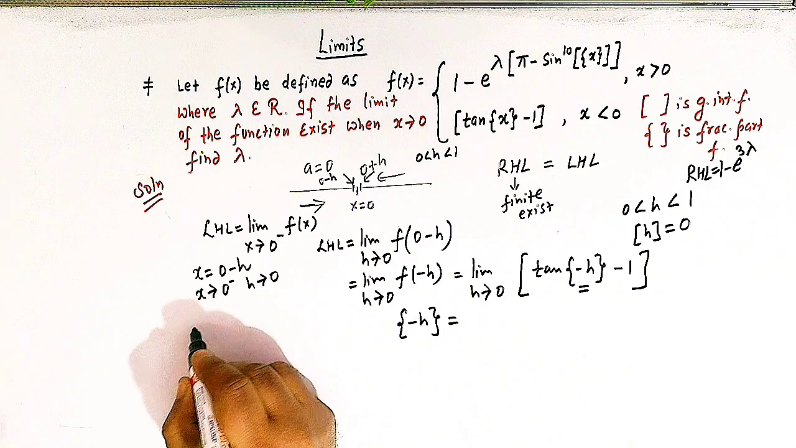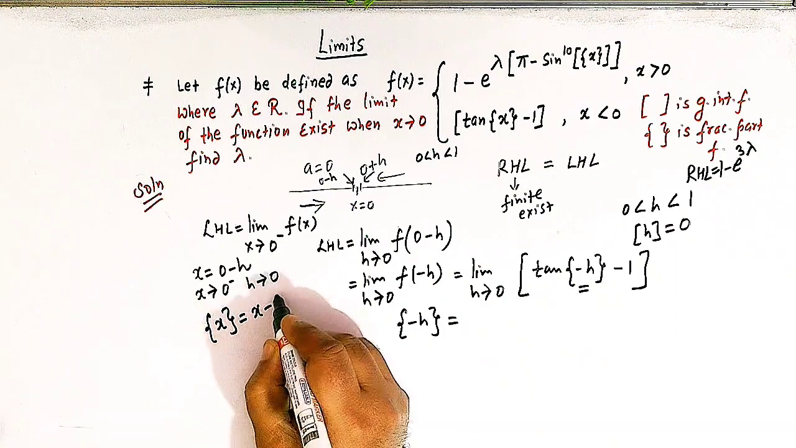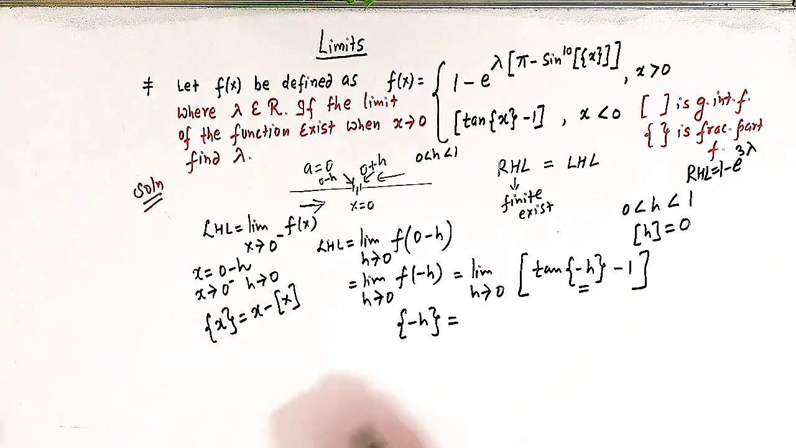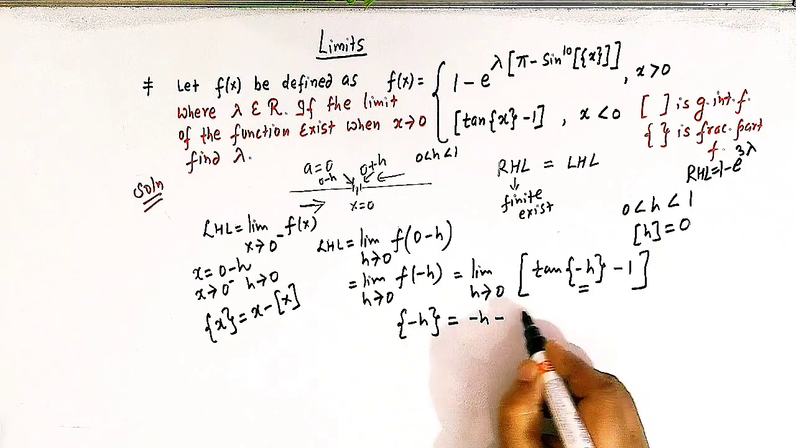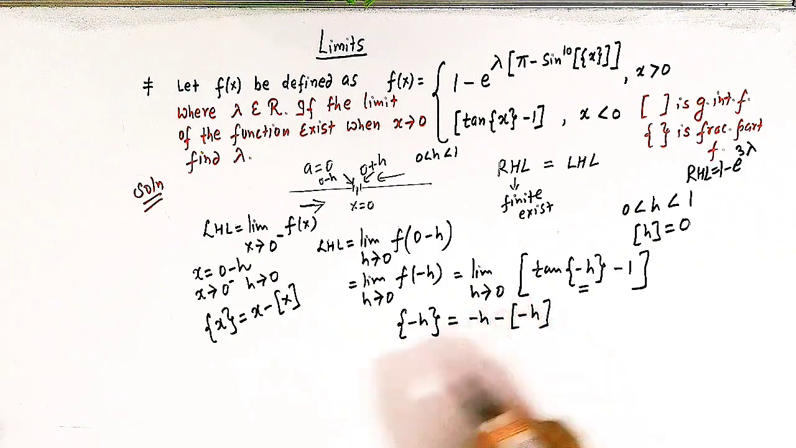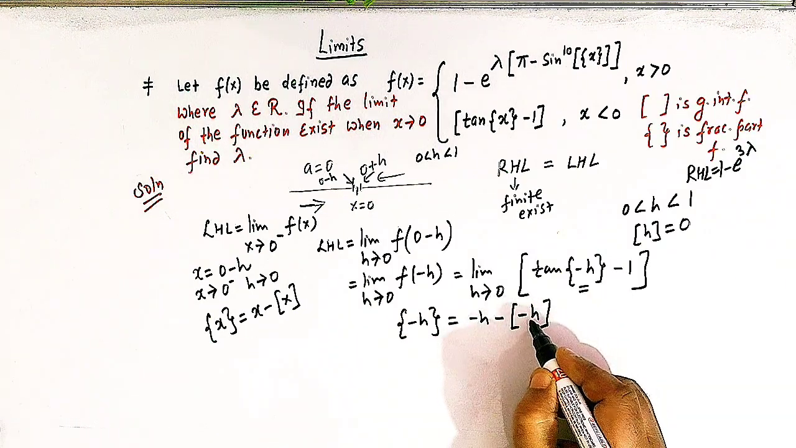So we have just seen that the fractional part of x is equal to x minus the greatest integer of x. So the fractional part of minus h is minus h minus, and here we have the greatest integer of minus h, right? Okay, now the greatest integer of minus h.